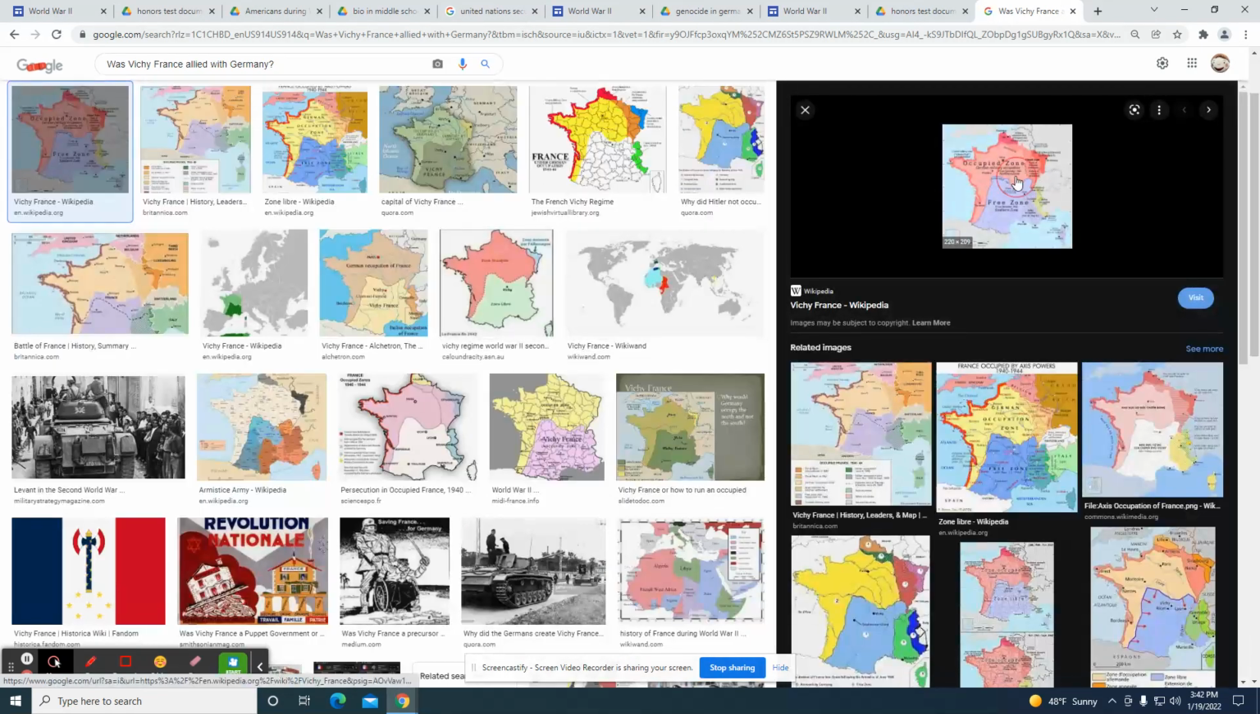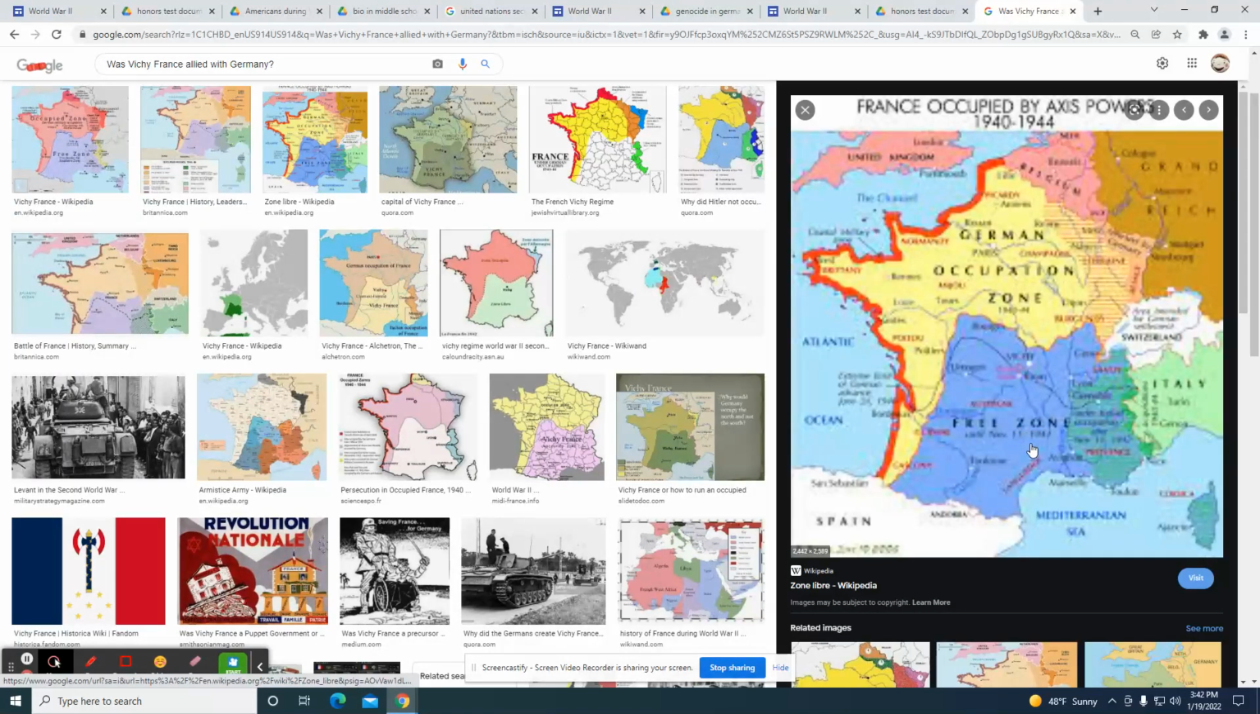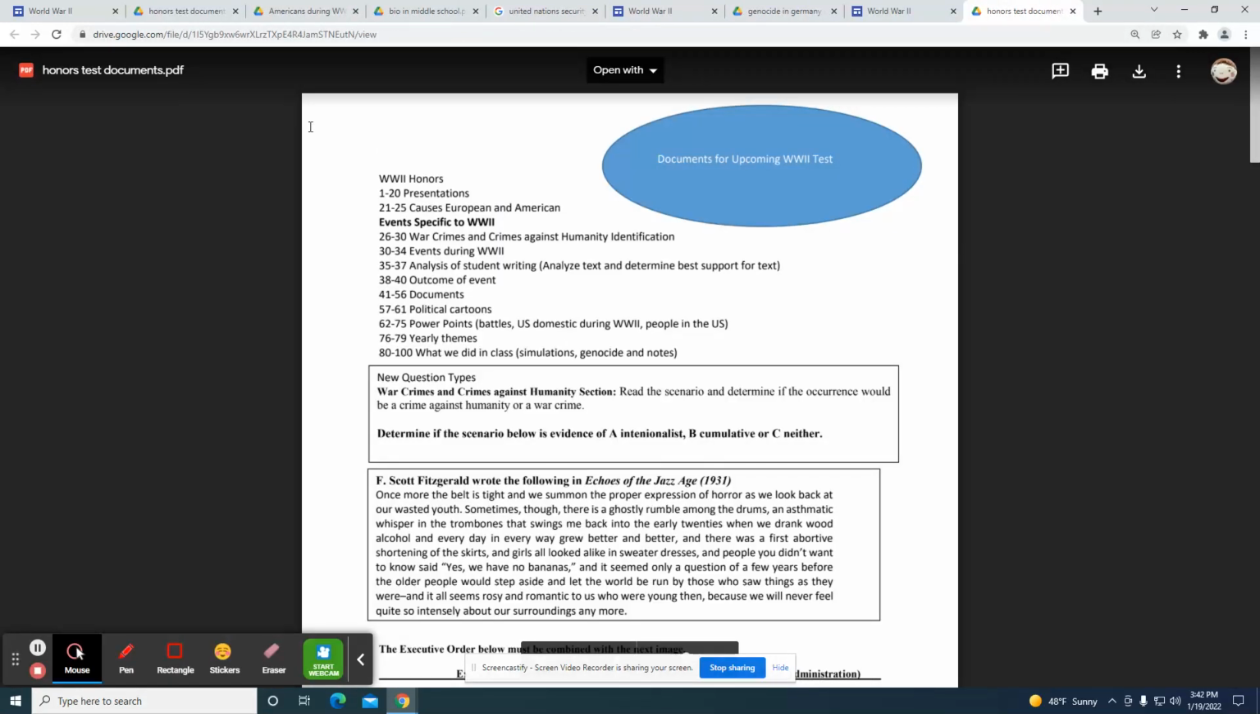So if we look at this particular map of France, we see France looks like it's divided into two sections, German occupied and then the free zone here. Which is crucial because keep in mind, the more territory Germany acquires, the more people Germany is going to have to target, because Germany has a whole list of people that they are looking to target for extermination.